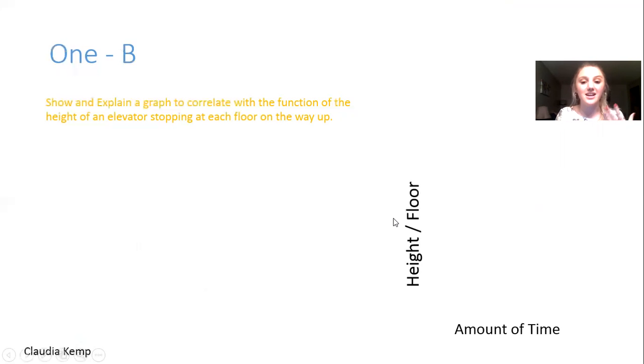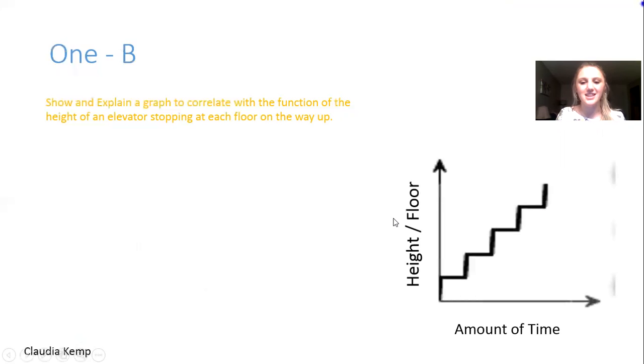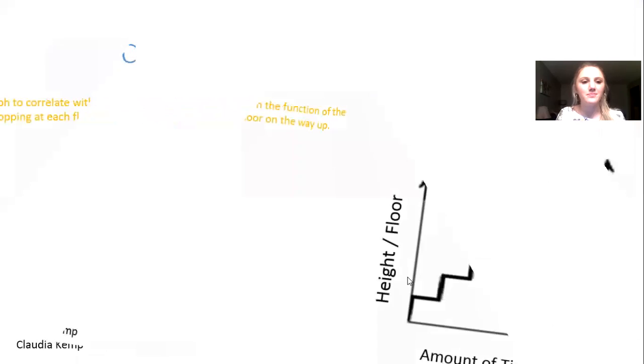It's going to look like a staircase, like this. The elevator goes up to floor 2, stops for a lot of time, goes up to floor 3, stops for a lot of time, and so on. So that would be part B of number 1.